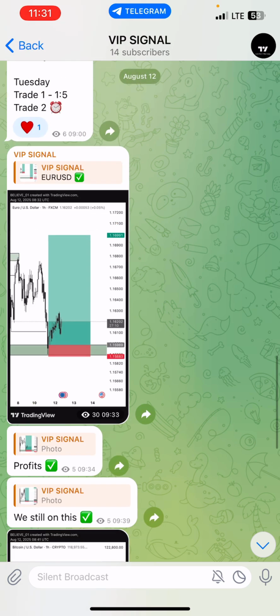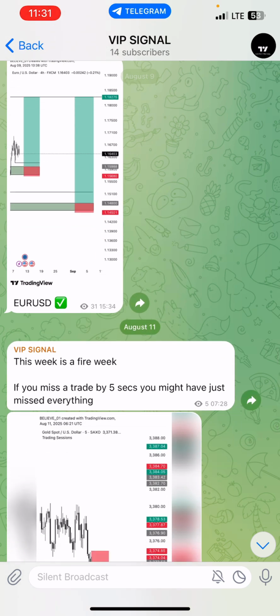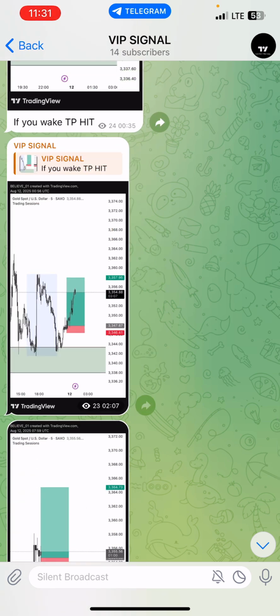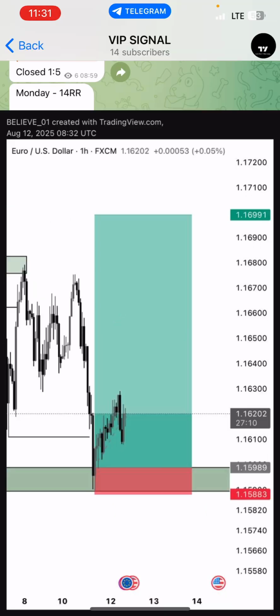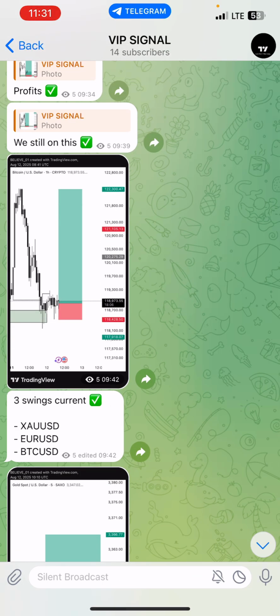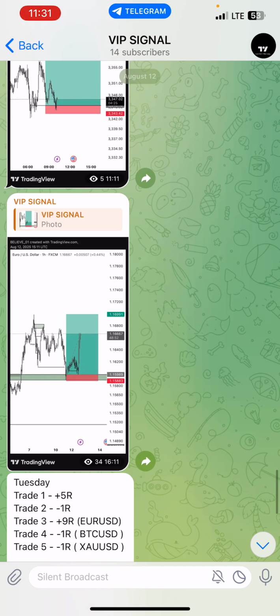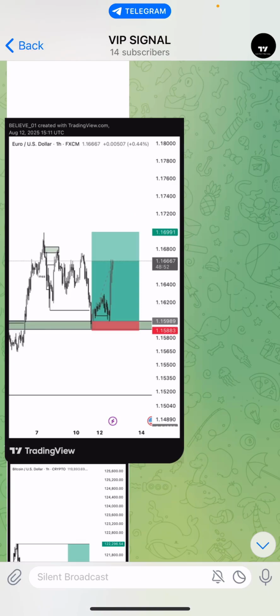Then trade 2 was this. That was the EURUSD that we got. I sent it on a Friday, but it got activated on a Tuesday. Then it started going. This was trade 2. That was trade 2. Then yeah, this was EURUSD again.